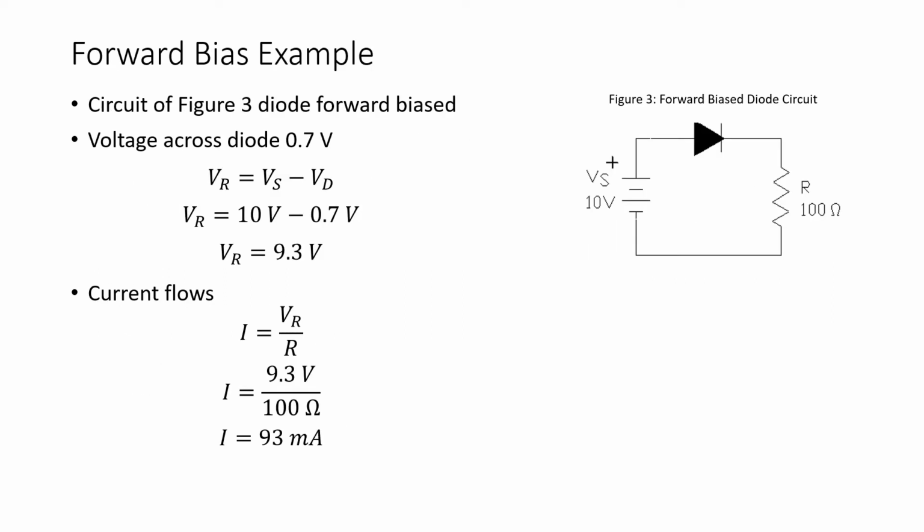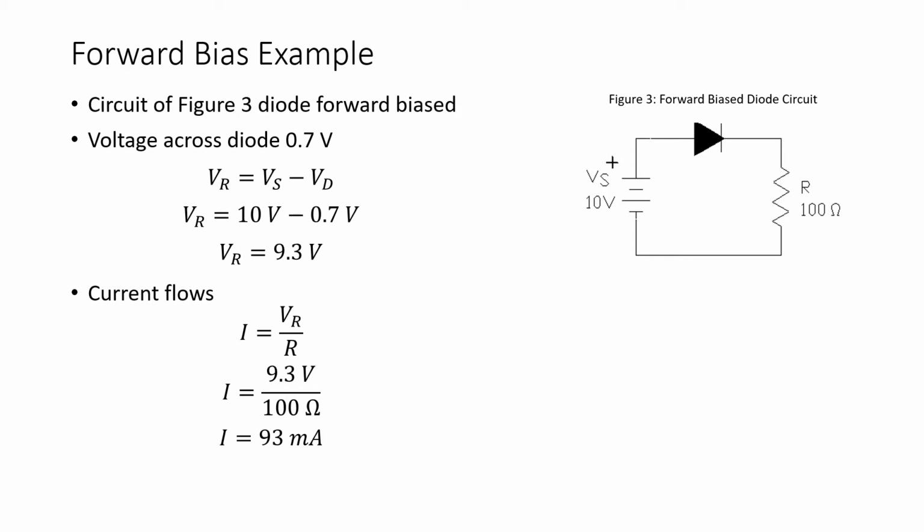Now let's look at an example of a forward biased diode circuit. So we see a source voltage of 10 volts. This is connected with positive on the anode of the diode. And in series with the diode is a resistor with a value of 100 ohms. So in this circuit of Figure 3, we see that the diode is forward biased, therefore the diode will conduct, current will flow in the circuit.